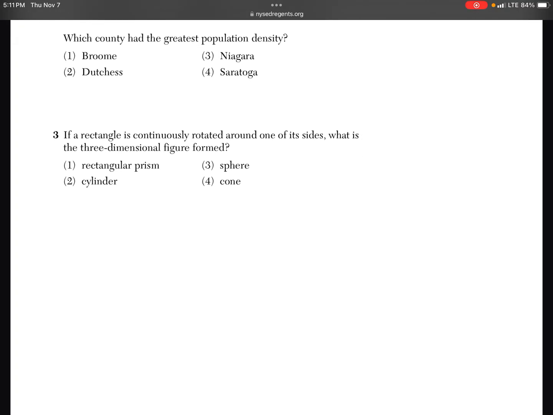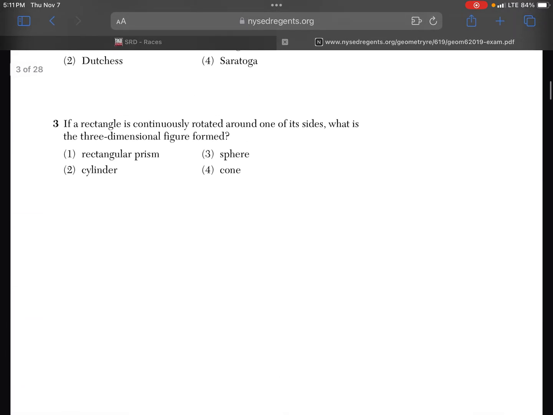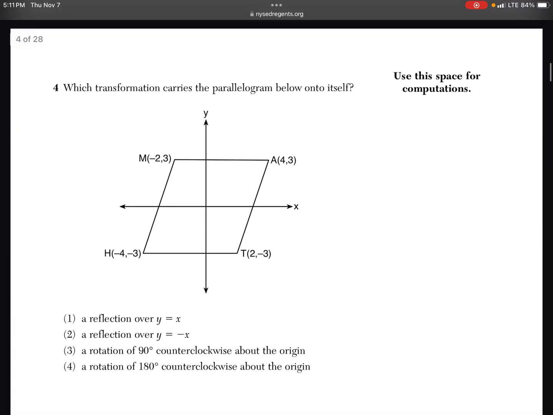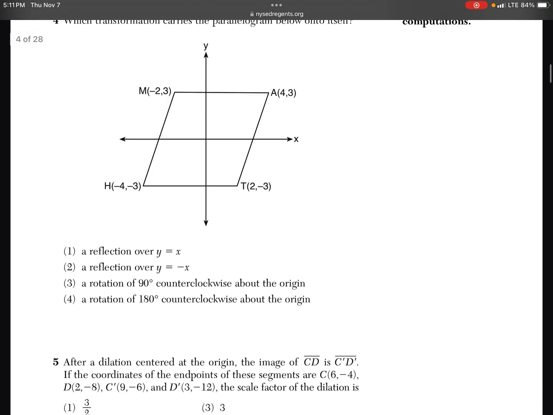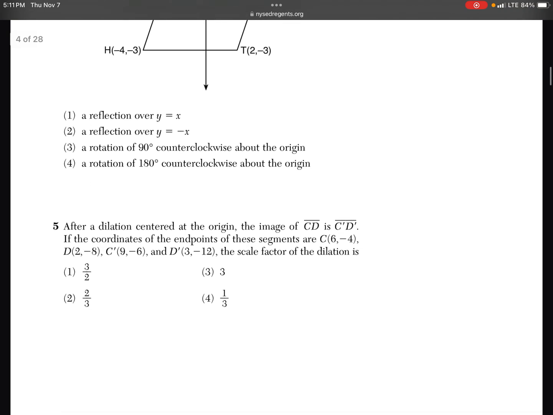Question number 3. If a rectangle is continuously rotated around one of its sides, what is the 3-dimensional figure formed? Well, that's going to be a cylinder. Number 4. Which transformation carries the parallelogram onto itself? That's going to be a rotation of 180 degrees. That looks like answer number 4.